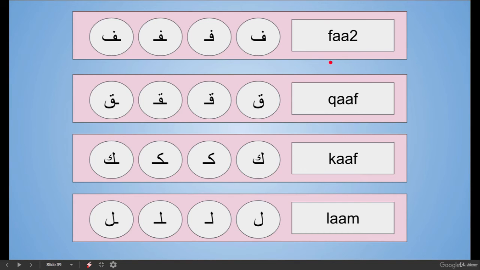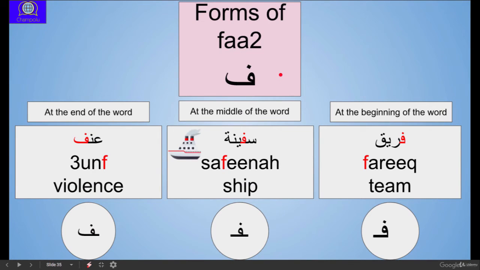Hello everyone, and welcome to this lecture today. In this lecture, we'll be talking about 4 new letters: the letter fa, the letter qaf, the letter kaf, and the letter lam. The letter fa corresponds to the sound f, like the letter F in English, and it has different forms. This is how it looks when it is separate, and this is the initial form, this is the medial form, and this is the final form.